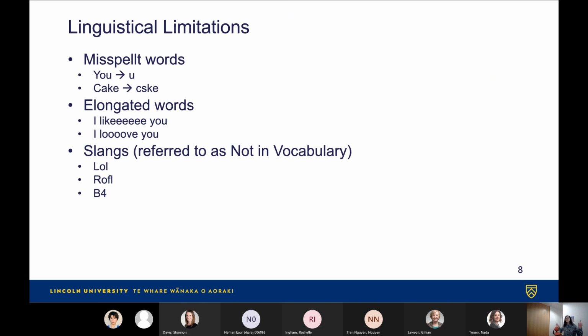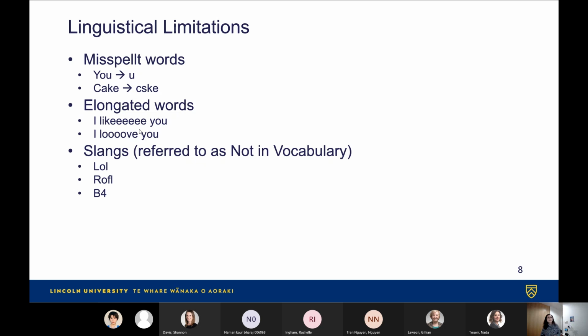And then, because we are processing natural language, English natural language here, because if you do Chinese or some other language, it might be a completely different process, but this one we focus on English. So one of the linguistic limitations includes misspelled words. We don't always type "you" as Y-O-U, we say "u". And sometimes we make mistakes, cake can be spelled as C-S-K-E. So the meaning of the sentence cannot be implied if you have this kind of misspelled words.